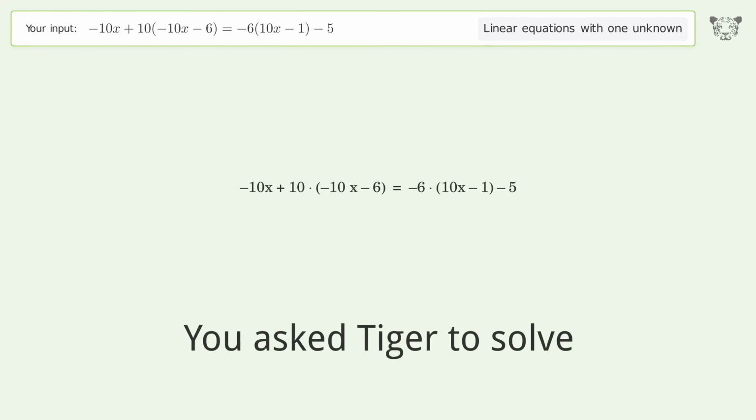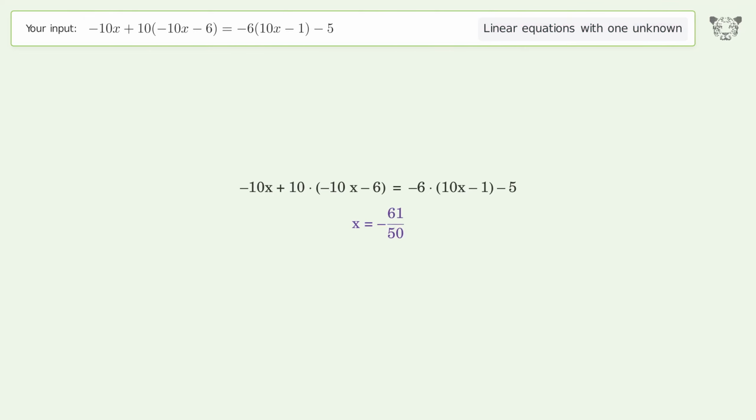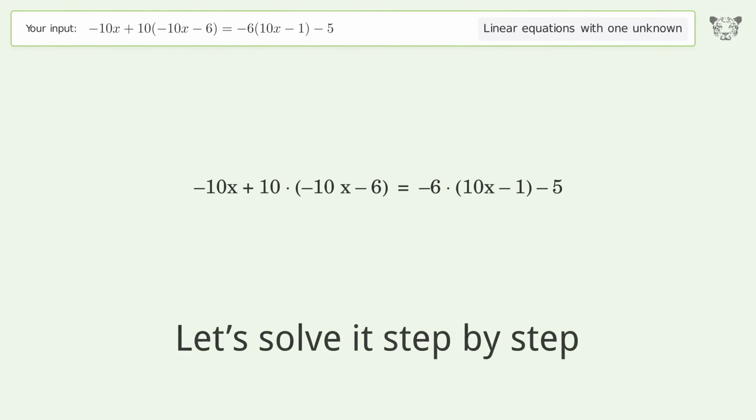You ask Tiger to solve. This deals with linear equations with one unknown. The final result is x equals -61/50. Let's solve it step by step.